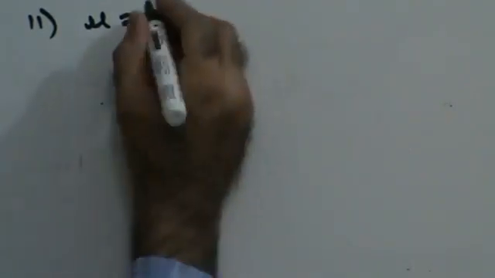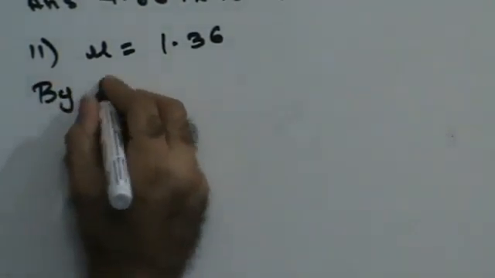Calculate the polarizing angle for alcohol of refractive index 1.36. I can straight away use Brewster's law.